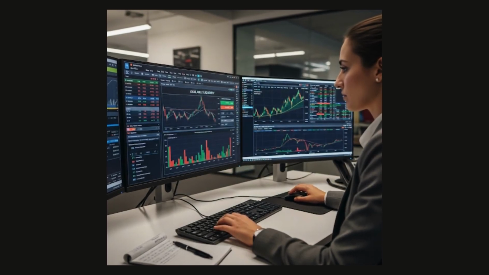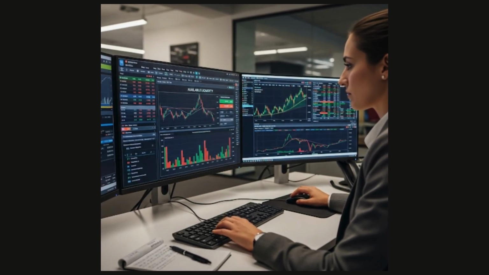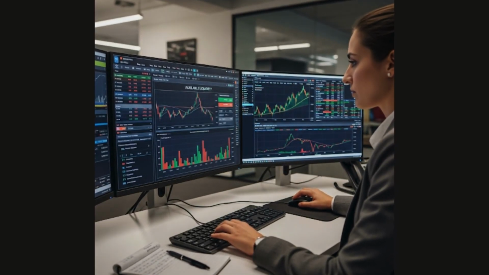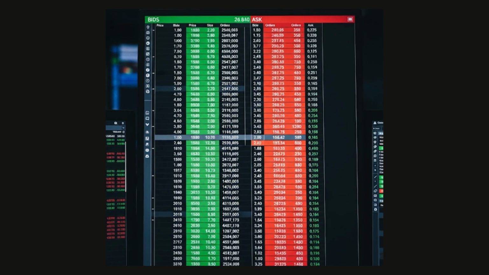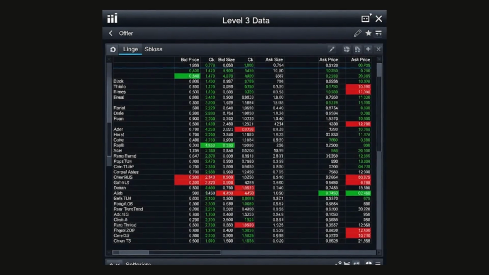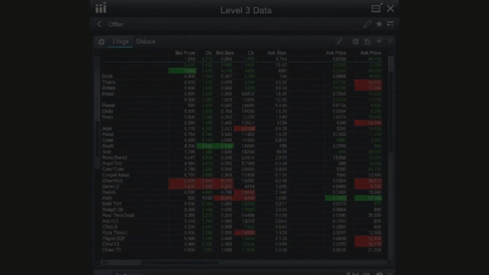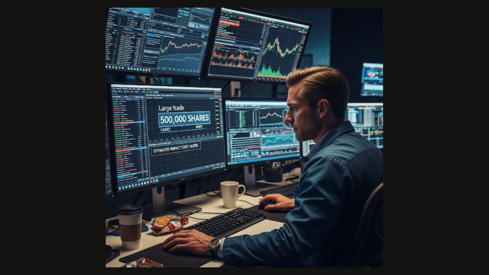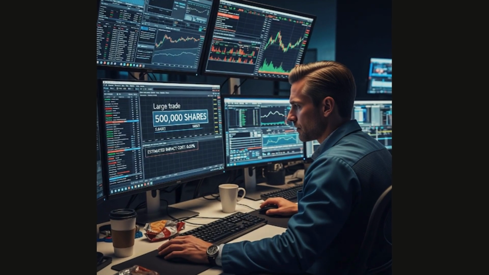Position sizing becomes smarter when you know exactly how much liquidity is available. Instead of being limited to what the top 5 levels show, Level 3 Data lets you gauge true liquidity and plan larger trades with minimal impact cost.